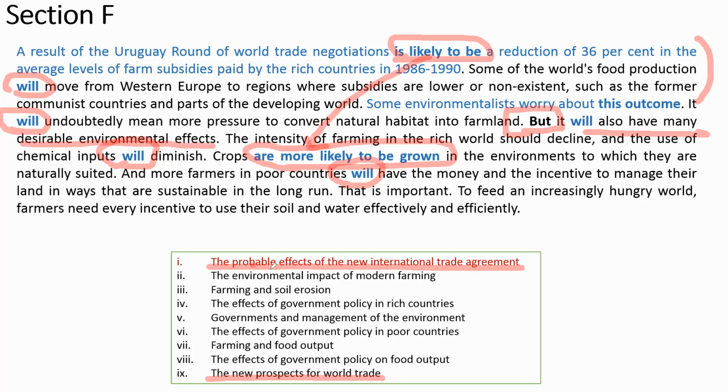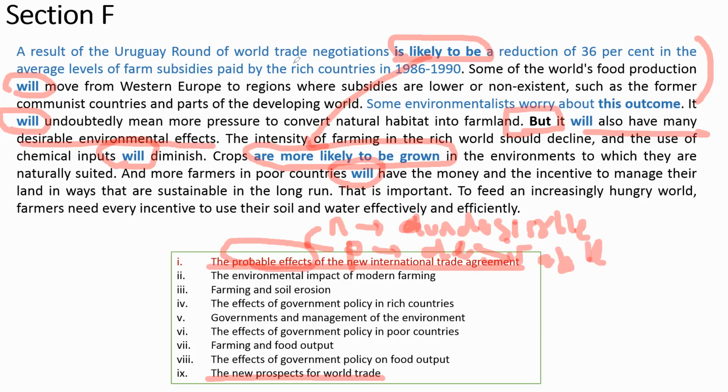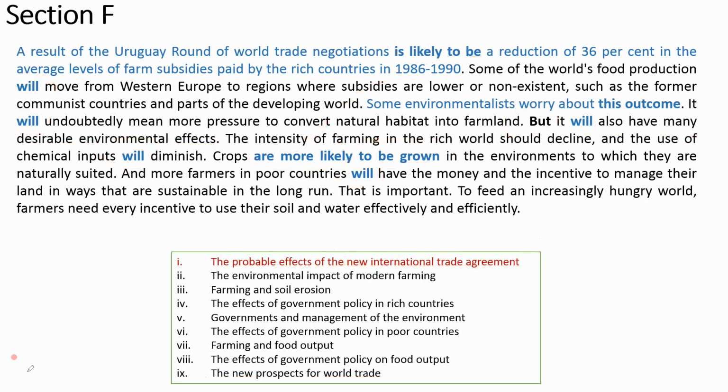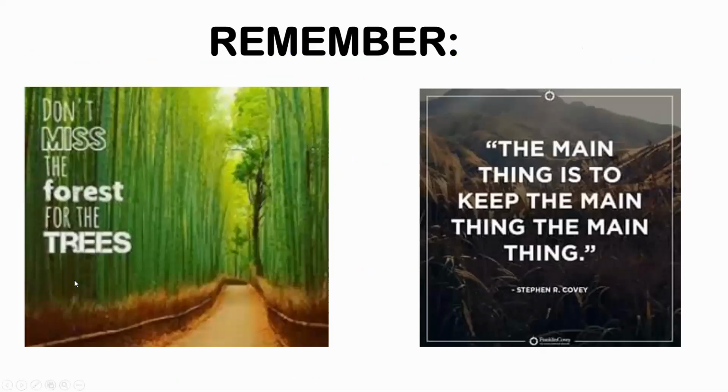After all, when you say probable effects, those effects may be negative or positive. In other words, undesirable, negative, or positive, which means desirable.